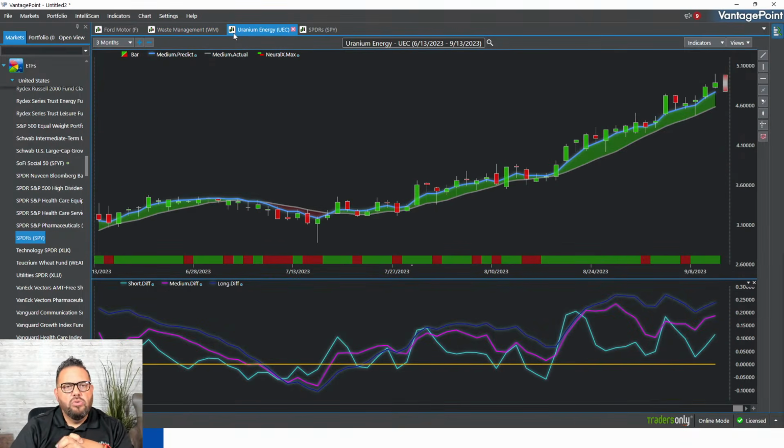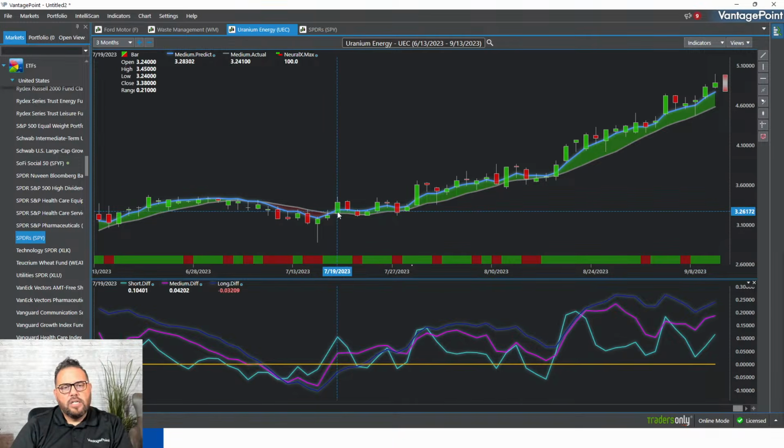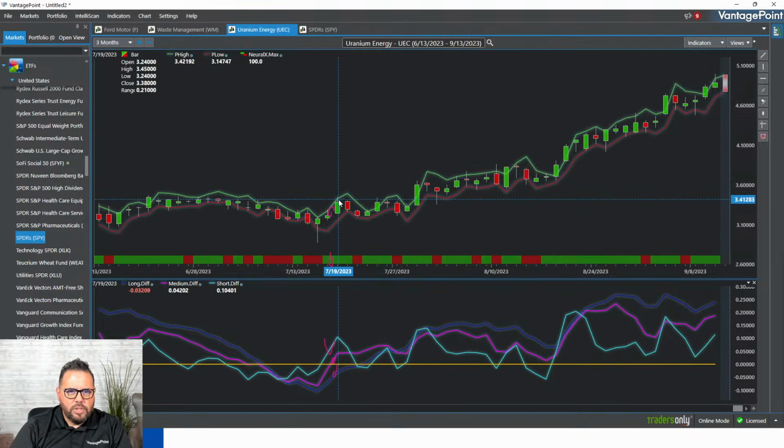Here's UEC, Uranium Energy. Uranium Energy had a fresh forecast back here. Let's deploy that same strategy on 7/19. We can see that. Look, bullish, bullish, bullish, bullish, bullish. We can go put our predicted high and predicted low lines right on that chart on that day, and we can see bullish and bullish. So everything was saying expected to move higher, right?